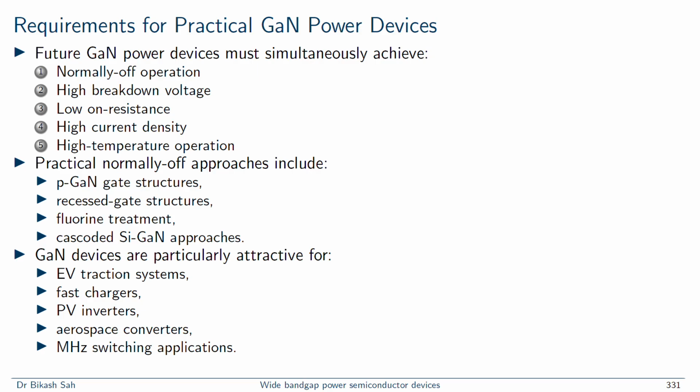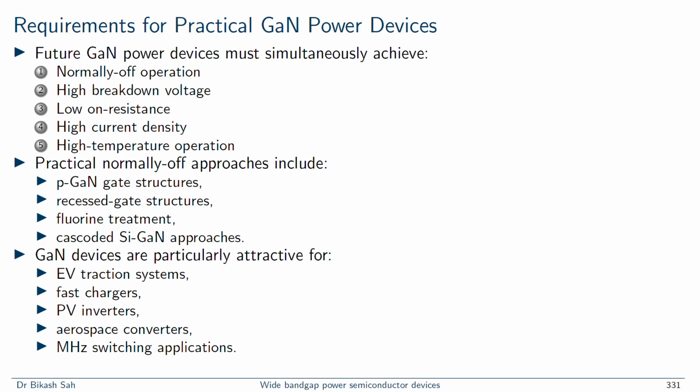So one is P-GaN, then we have resistive gate GaN, then we have fluorine implanted, then cascode silicon GaN. There are actually many other types of GaN devices also in the market, but we will remain focused on these few types of devices only. Each of them has some sort of compromise.